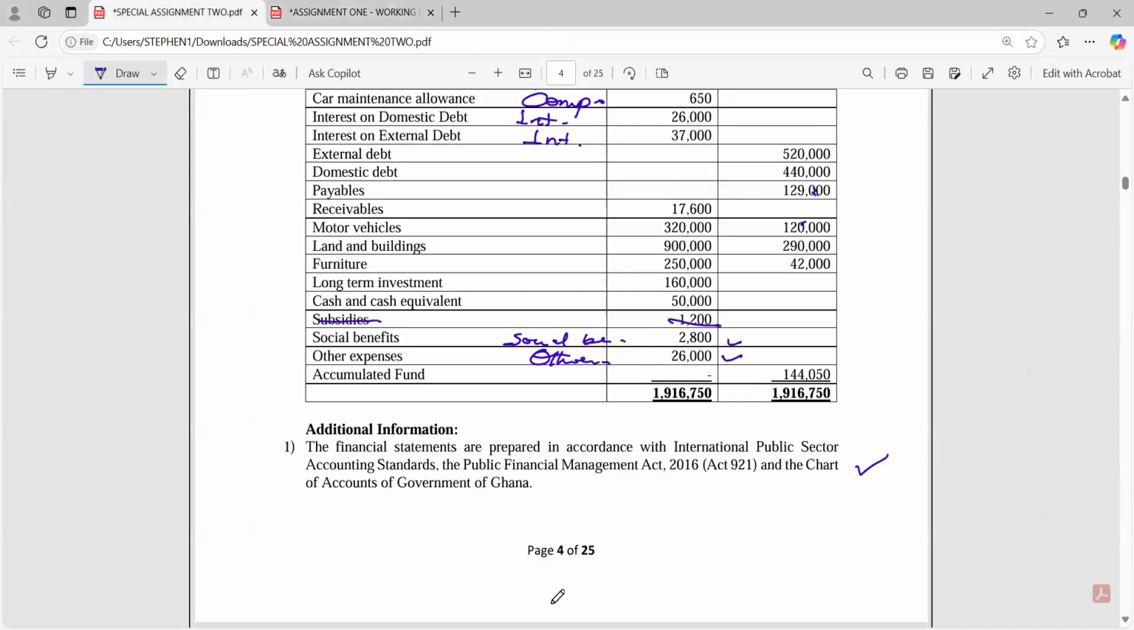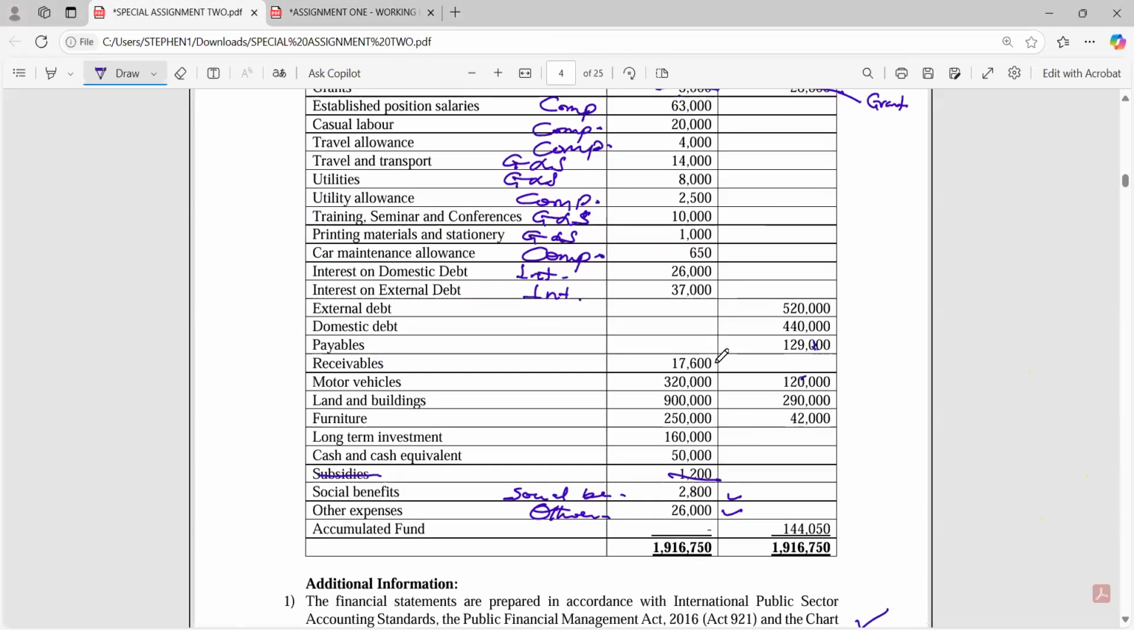If you have any question, you can ask. Any questions so far? Please kindly unmute yourself and ask if you have any question. Anything bothering your mind? Why we posted a certain transaction in a certain way?